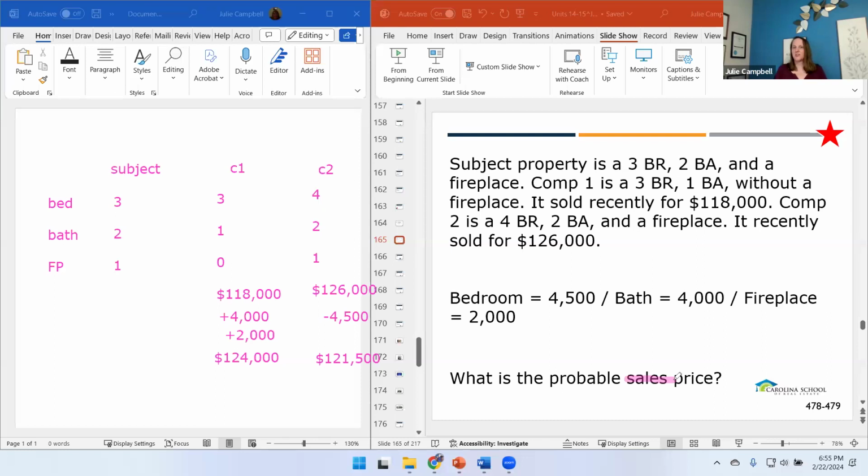Always adjust the comps to match the subject. I just threw 2 absolute words at you, didn't I? Never, ever adjust the subject. You always adjust the comps to match the subject.